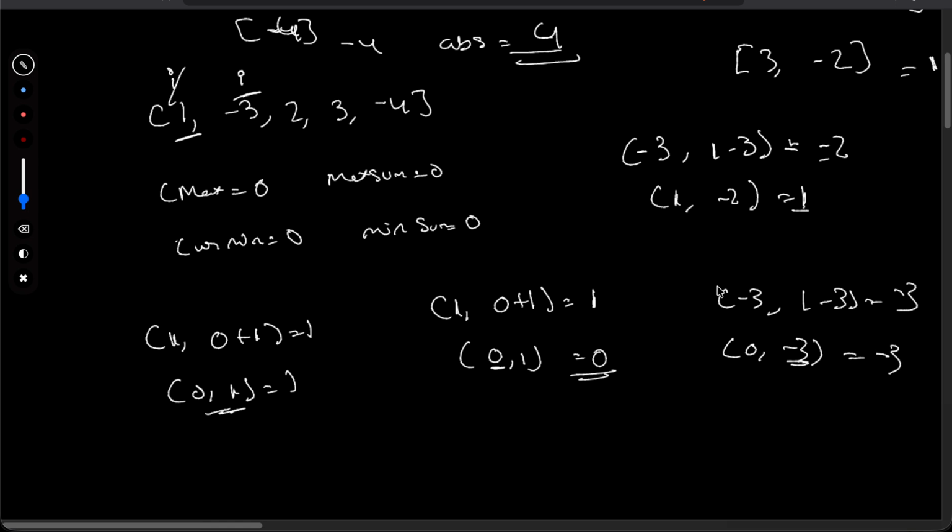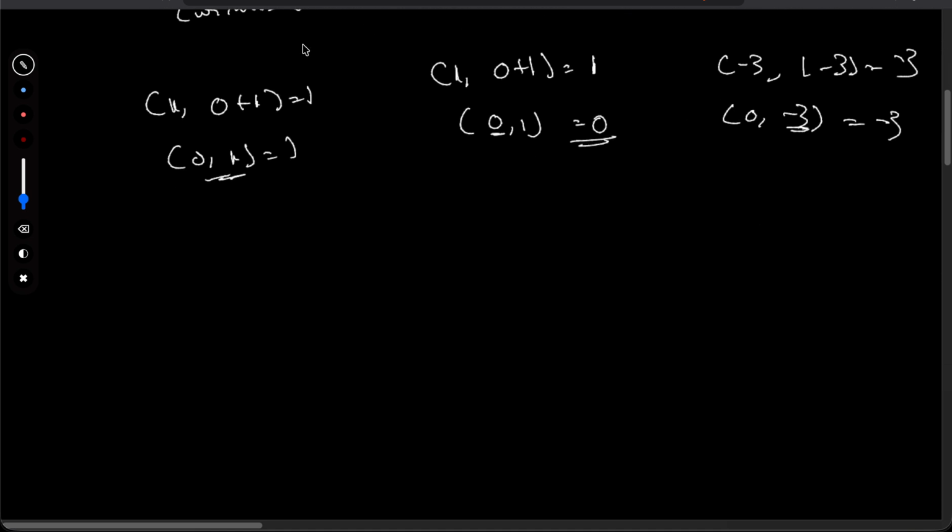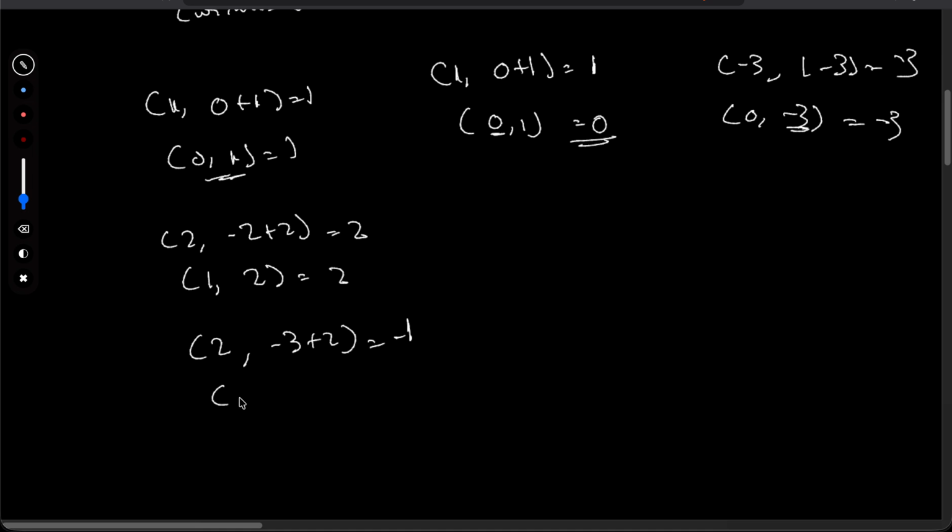Now i comes here, at 2. Current max is the max of 2 and -2 plus 2, which is 2. So the max of 1 and 2 is 2. In minimum, -3 plus 2 is -1, so the minimum is the min of -3 and -1, so the answer is -3.